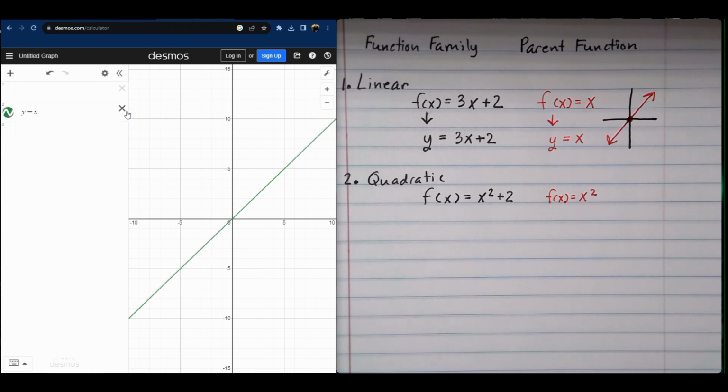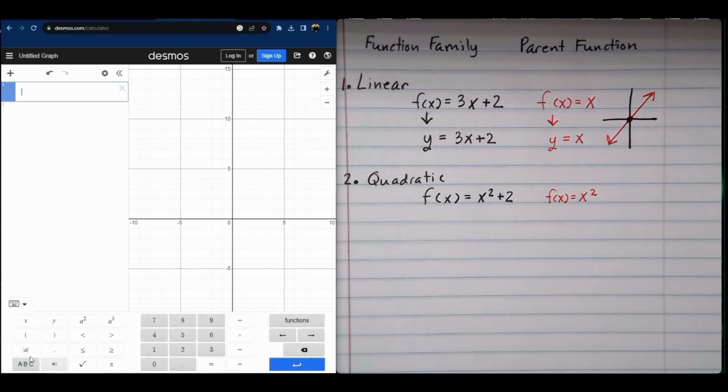I'm going to erase these two linear that we had, and let's go ahead and throw in a quadratic real quick. First, I'm going to do the parent function. So we can look at it first, x squared. So I have x to the power of 2. So you can see here it makes a nice parabola. Notice that its vertex is at origin, 0, 0.